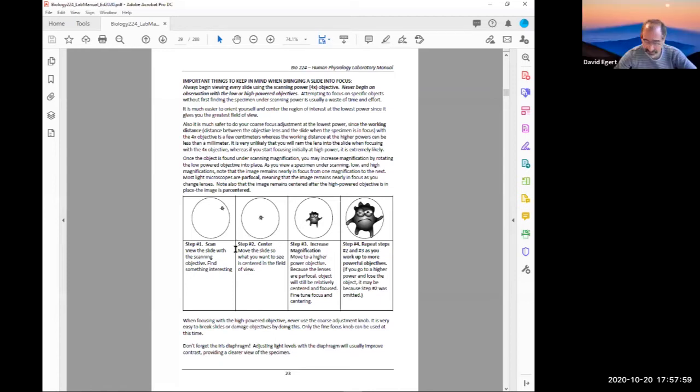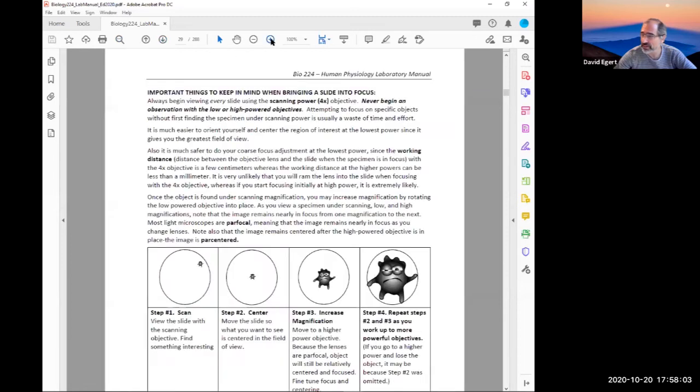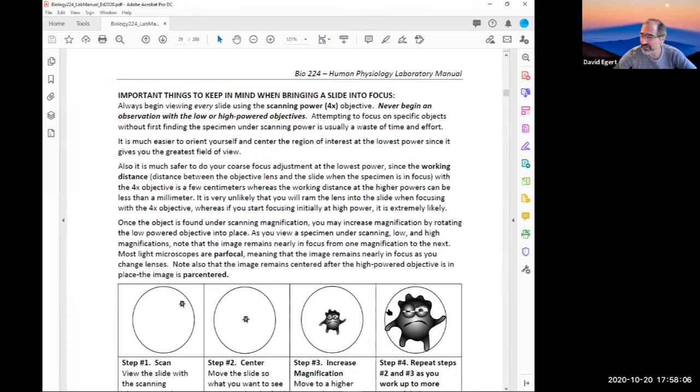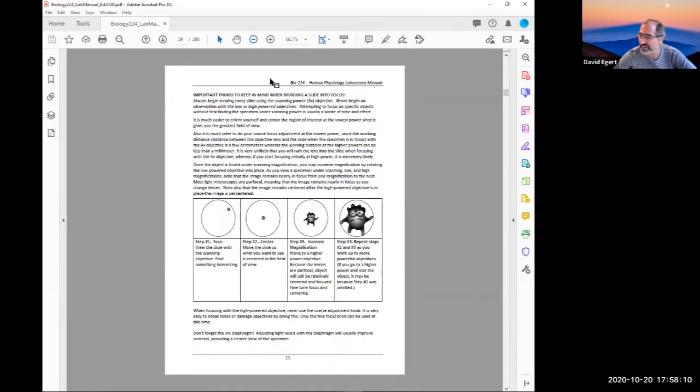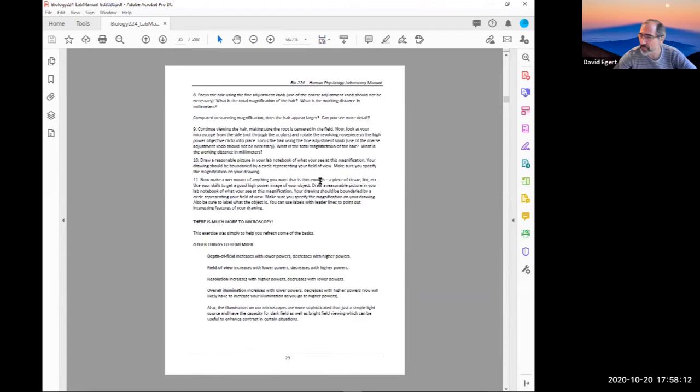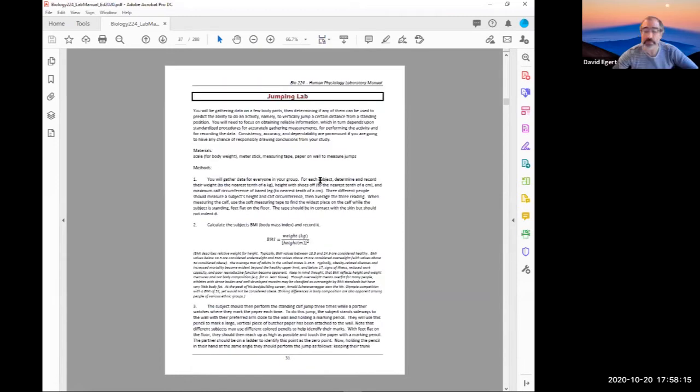All right, we did not do this. Well, I was very proud of coming up with this graphic. Yeah, that could be coronavirus. No. All right. Jumping lab.